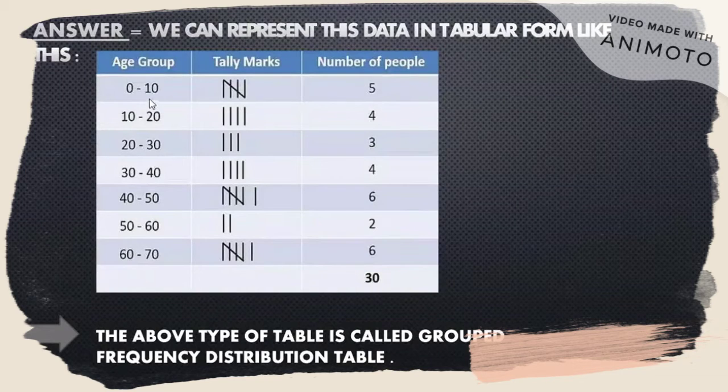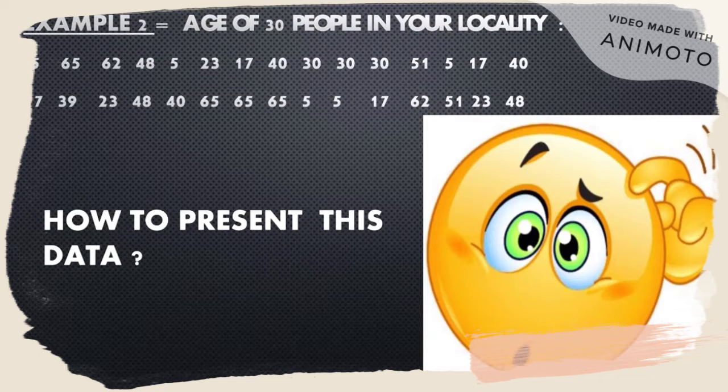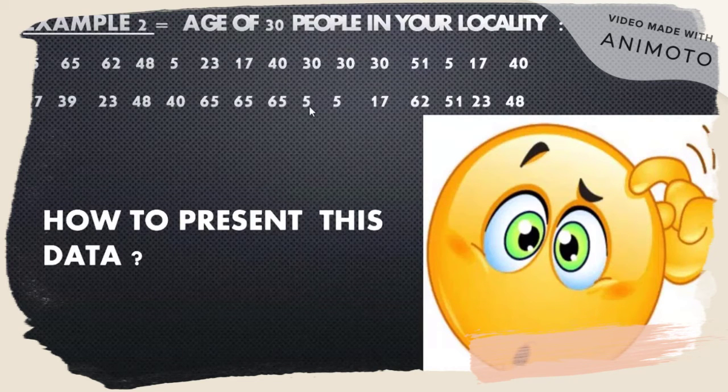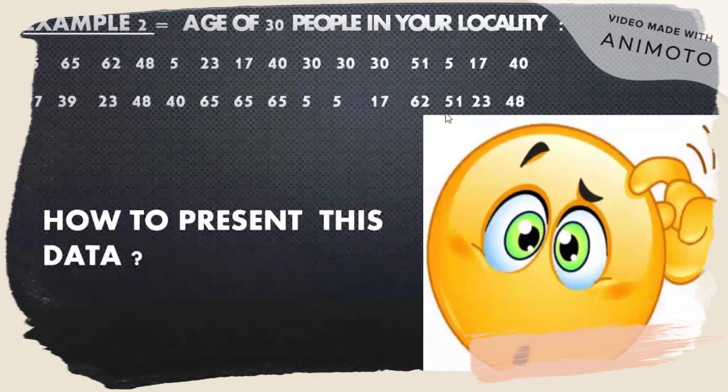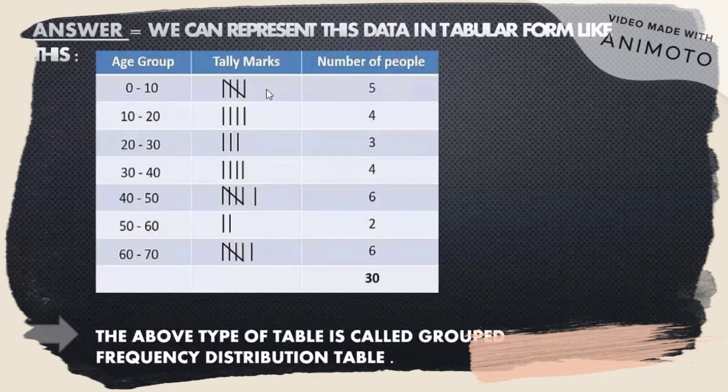So let's have a look at the question. How many numbers are there from 0 to 10? We have 5, then 3, then 4 and 5. From 0 to 10, we have 5 numbers. And how to mark the tally mark? 1, 2, 3, 4 and 1 slash. Hope you remember it.